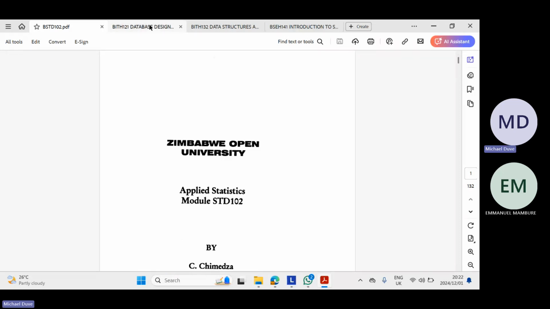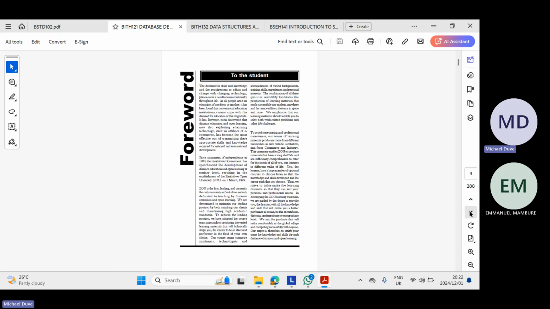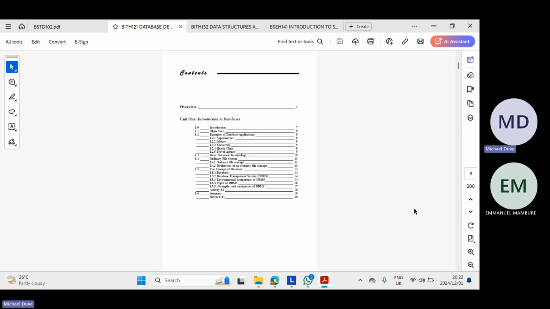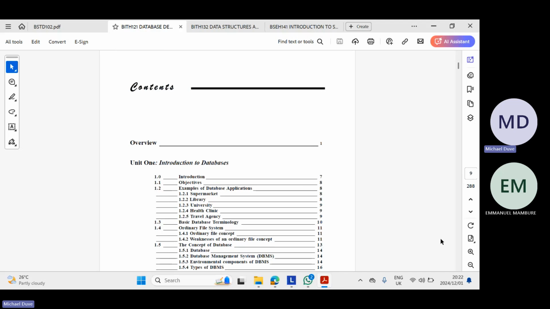Then let's just go into database design concept, right? All right, so let's look at database design concept. I'll just zoom here. Right, so we have introduction, objectives, database management system.